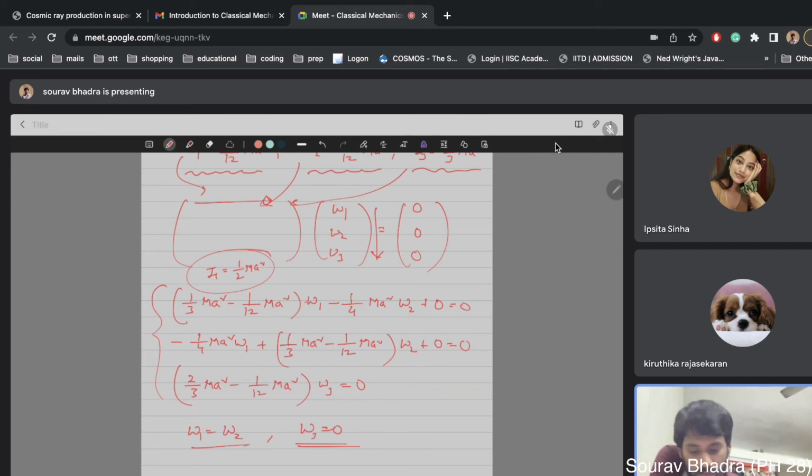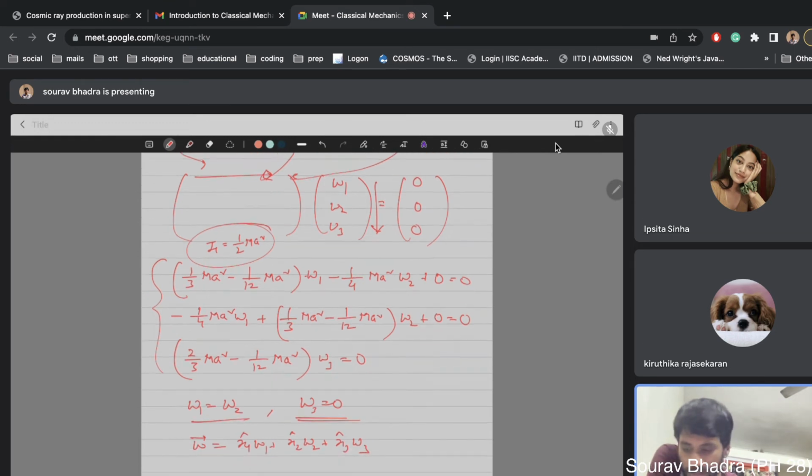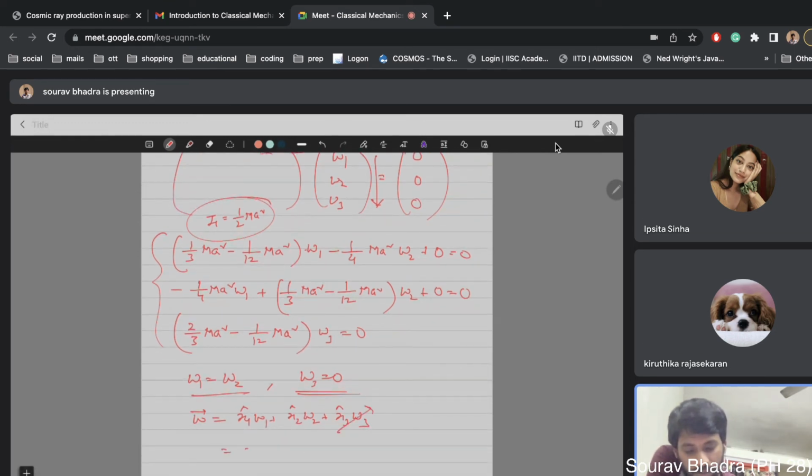Okay, so what does that mean? That means your omega can be written as x1 omega 1, x2 omega 2, x3 omega 3. This part has gone, so x1 omega 1 plus x2 omega 2 is there. So you can see this is your omega corresponding to that half m square, which is the first value. Now what this actually says is the important thing. So it is x1 plus x2. Okay, so this will give you your principal axis.